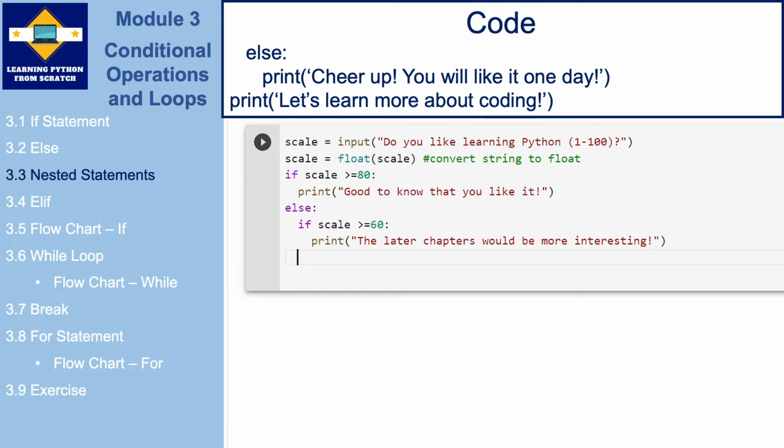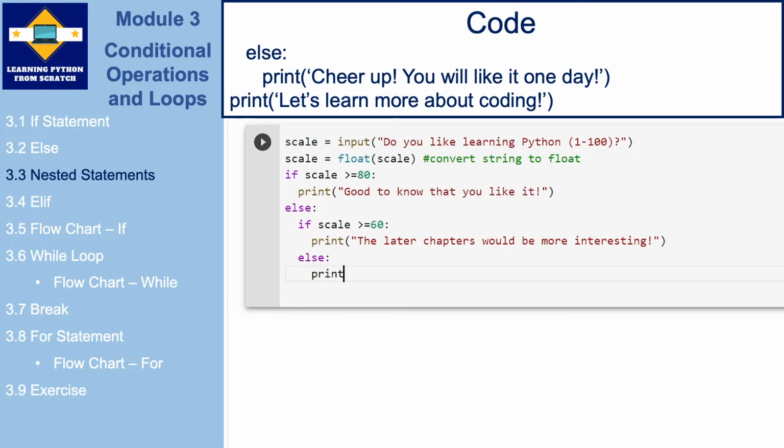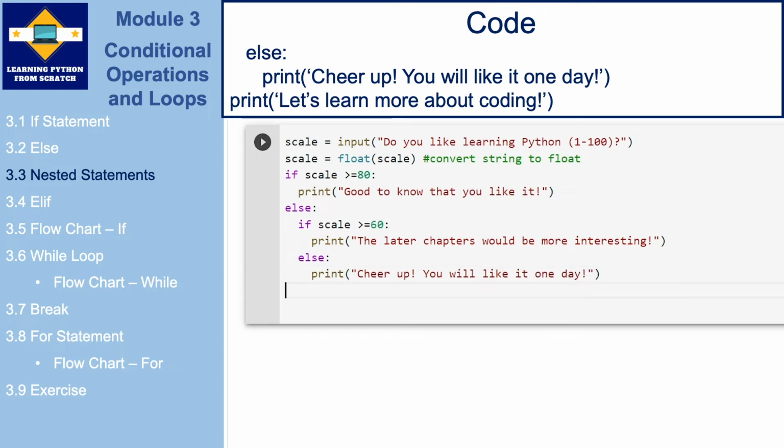For scale is less than 60, we type else, print, cheer up, you will like it one day. As we mentioned earlier, if and else statements have the same indentation level, and remember to type a colon after the if condition and else statement. Finally, we print, let's learn more about coding, no matter how much the scale is.